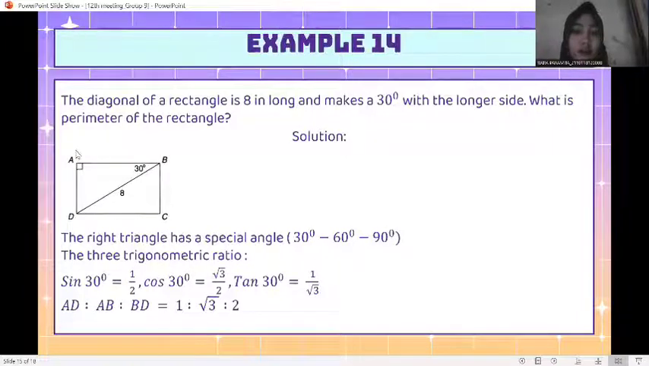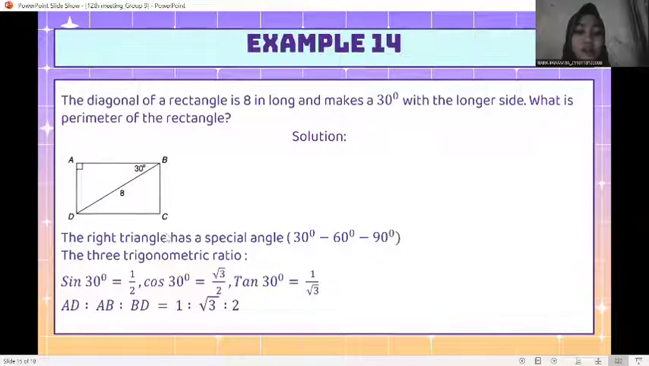first we can draw an illustration from the information in the question. The diagonal of a rectangle is 8 in long, so we can draw a rectangle ABCD, and we draw diagonal BD is 8 in long and makes 30 degrees. So the angle ABD equals 30 degrees.